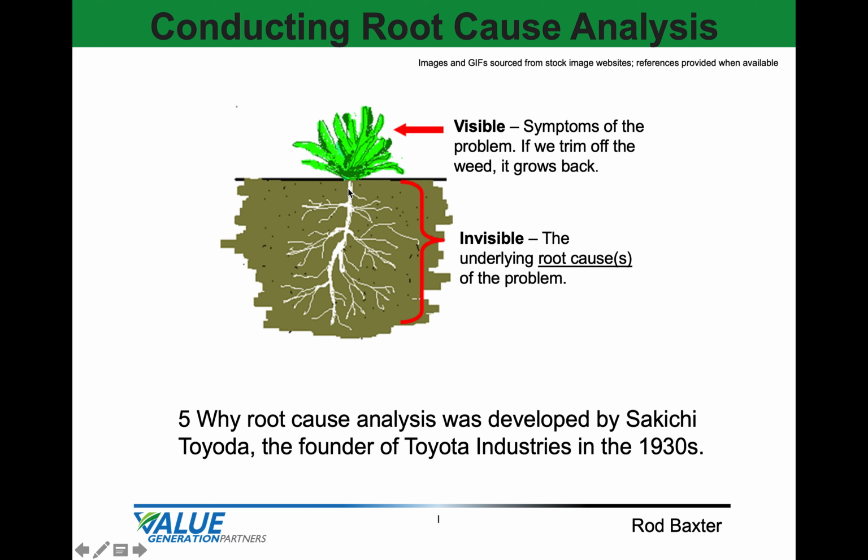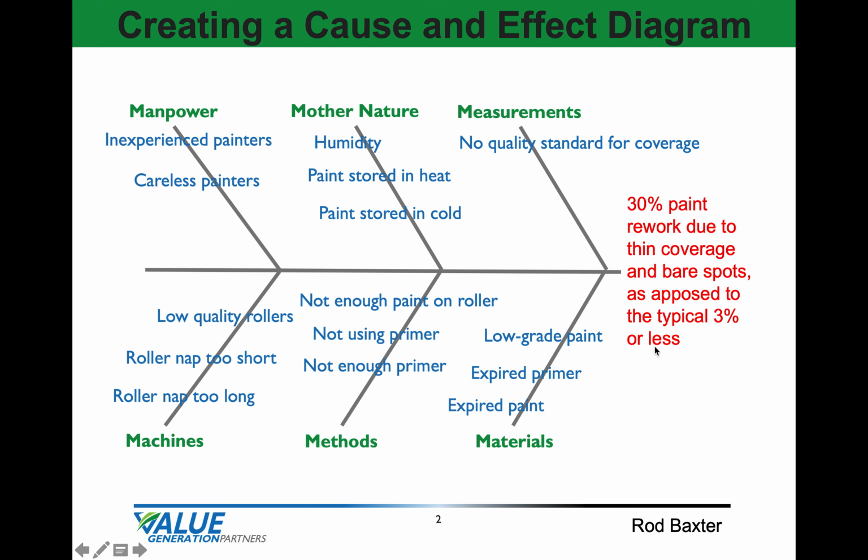If we trim off the weed at ground level, it's simply going to grow back. But if we get down to the root of the weed and remove that, the weed won't grow back. So we're going to start using a cause and effect or fishbone diagram, and the problem is listed as 30% paint rework due to thin coverage and bare spots, as opposed to the typical 3% or less.